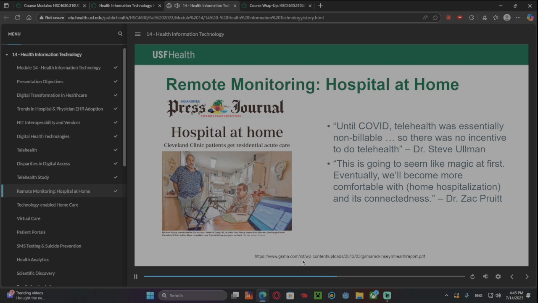Until COVID, as Dr. Steve Ullman said in this article, telehealth was essentially non-billable, so there was no incentive to do telehealth. The article also interviewed me, and I said, this is going to seem like magic at first. Eventually, we'll become more comfortable with home hospitalization and its connectedness.